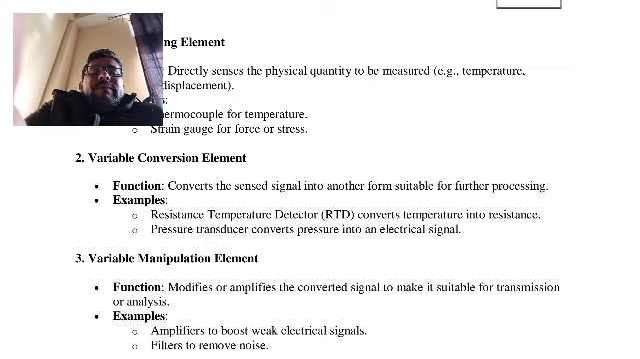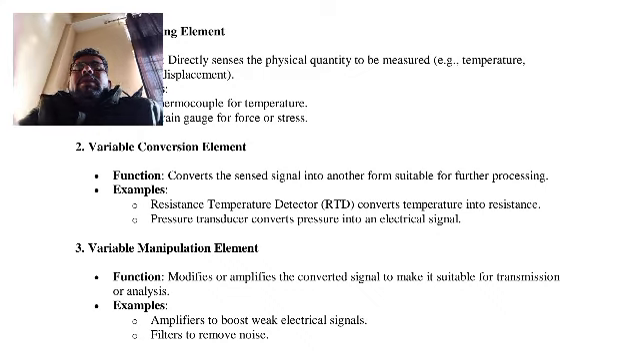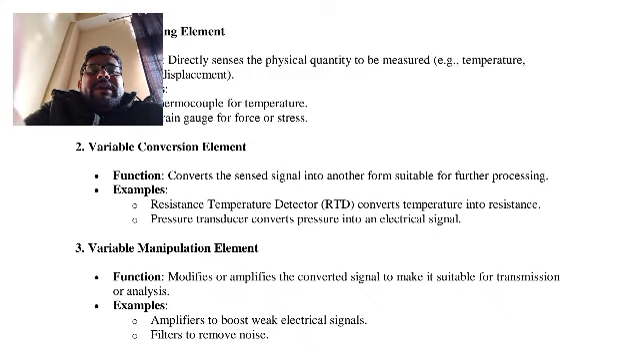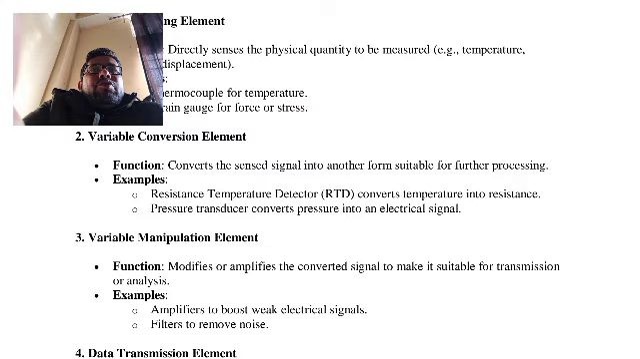And the third block we will discuss is the variable manipulation element. What is its function? It modifies or amplifies the converted signal to make it suitable for transmission or analysis. The signal we have got from the variable conversion element may need to be amplified or modified, because its strength is not sufficient for transmission or for analysis. That is why the variable manipulation element is used.